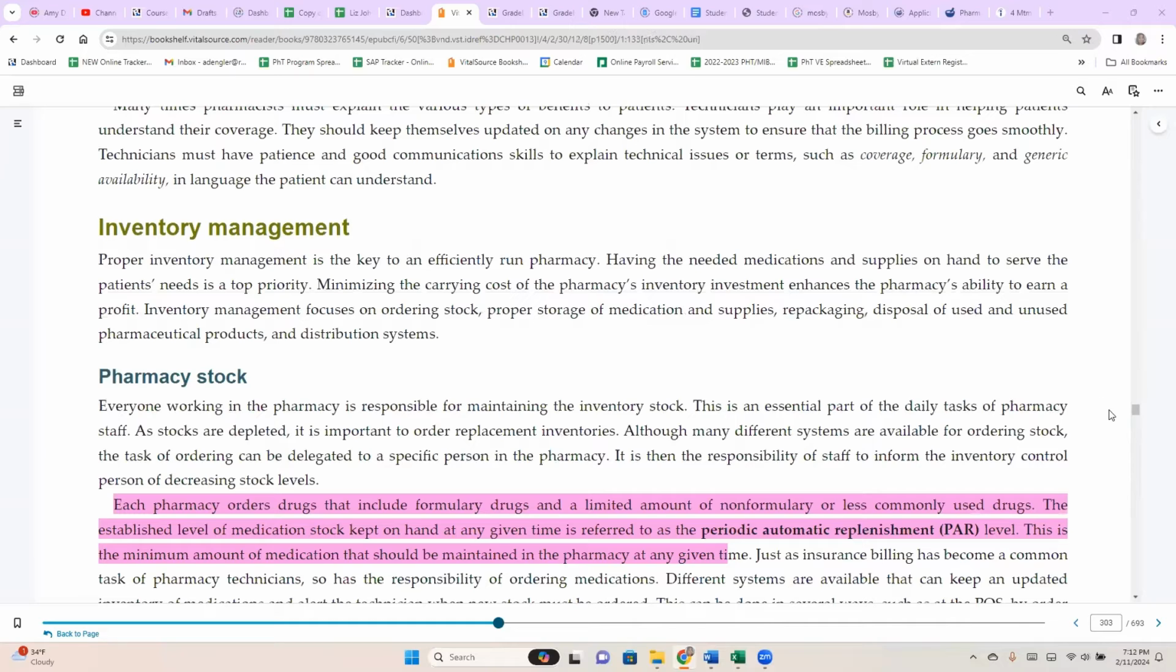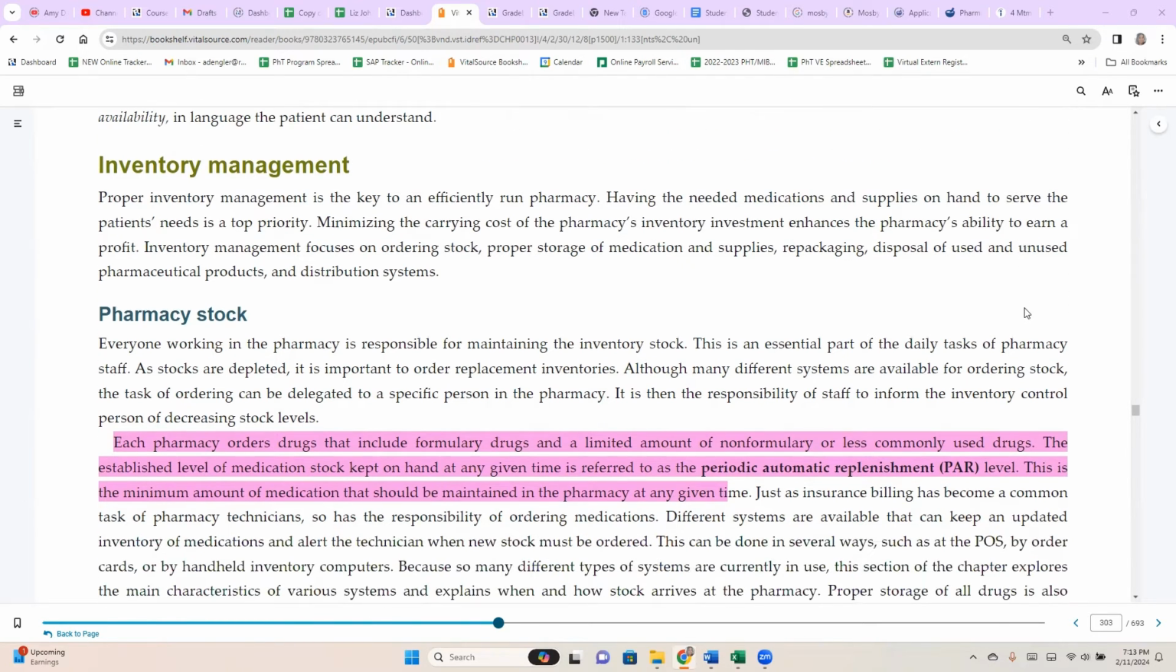Proper inventory management is the key to an efficiently run pharmacy. Having the needed medications and supplies on hand to serve the patient's needs is a top priority. Minimizing the carrying costs of the pharmacy's inventory investment enhances the pharmacy's ability to earn a profit. Inventory management focuses on ordering stock, proper storage of medication and supplies, repackaging, disposal of used and unused pharmaceutical products, and distribution systems.